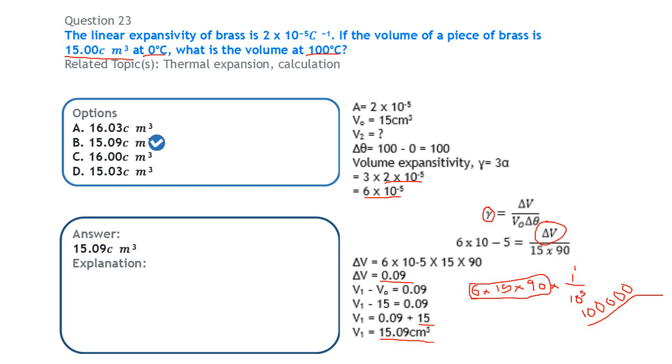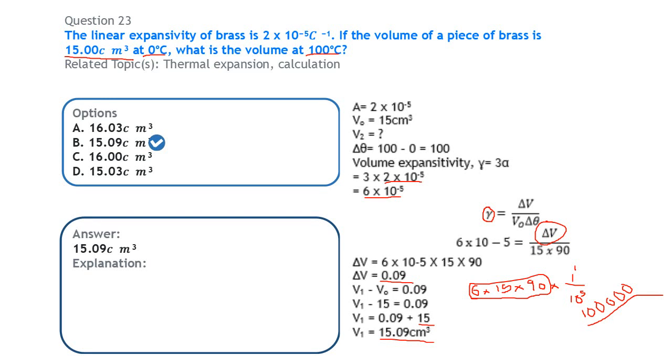Okay, now by the time you multiply everything here, how do you multiply this? Just write this as 6 times 15 times 90 times, now this 10 raised to power minus 5, we are going to write it as 1 over 10 raised to power 5. And 10 raised to power 5 is 1 0 0 0 0 0, that is with 5 zeros.